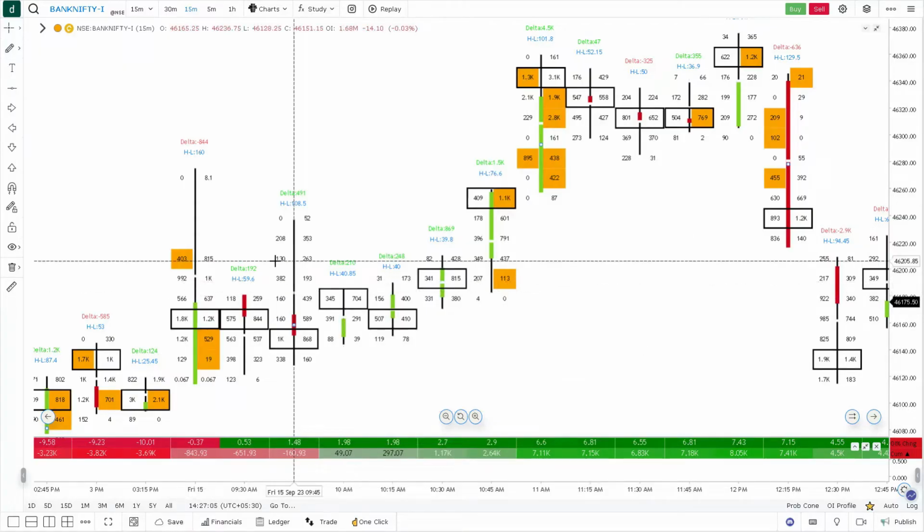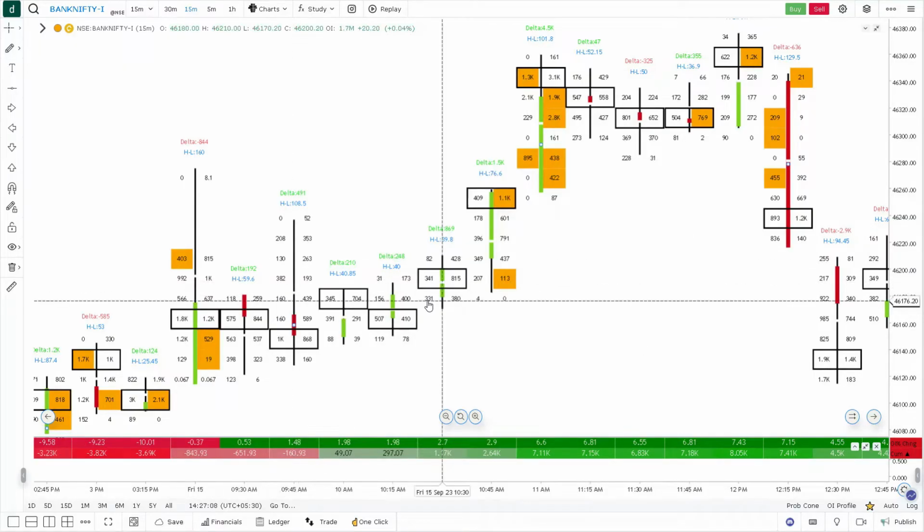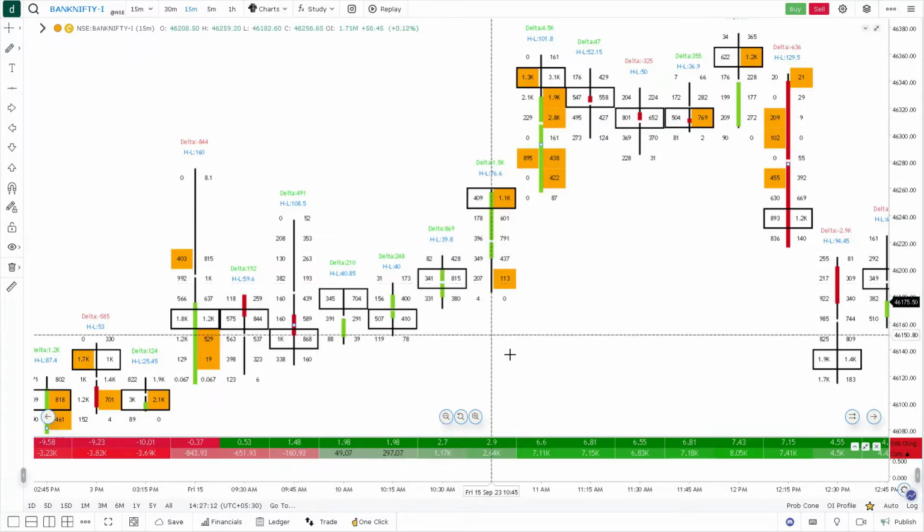Even if you go to 5 minutes, it's the same thing. If you go into 1 minute or 3 minutes also, it's the same. It's just like delta, but automatically the delta is being added. By understanding the delta, you are going to take the trade. So it is giving you a much bigger picture about the delta.